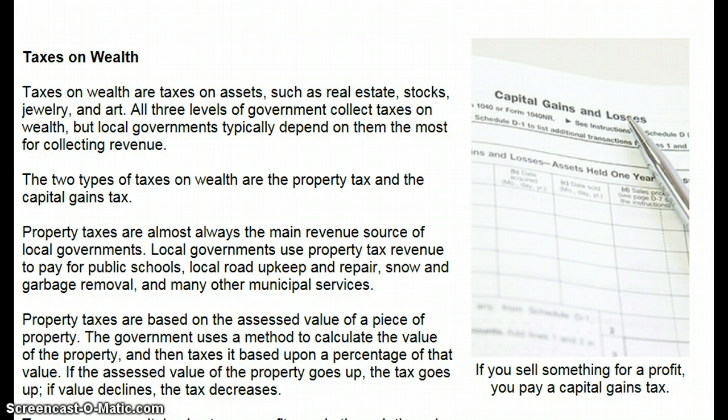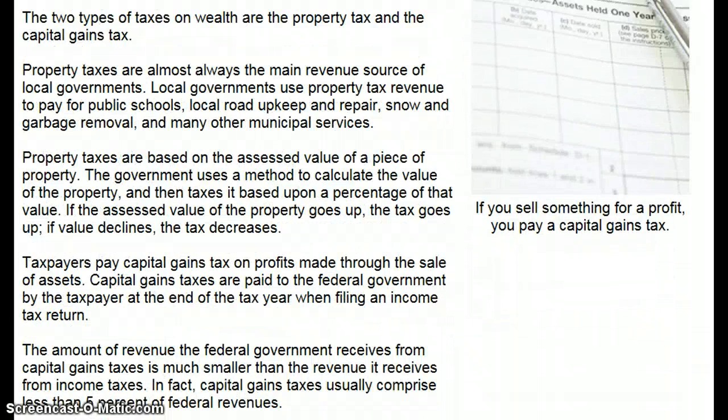Property taxes are based on the assessed value of a piece of property. The government uses a method to calculate the value of the property and then taxes it based upon a percentage of that value. If the assessed value of the property goes up, the tax goes up. If the value declines, the tax decreases.